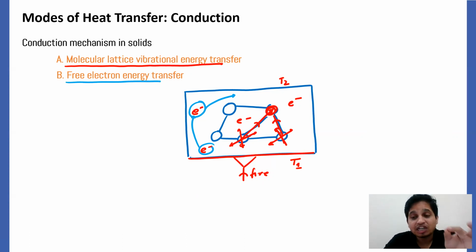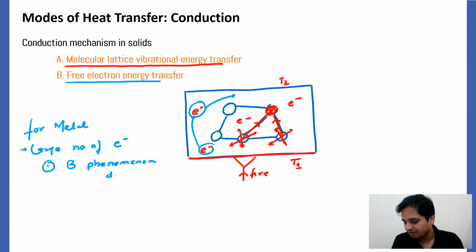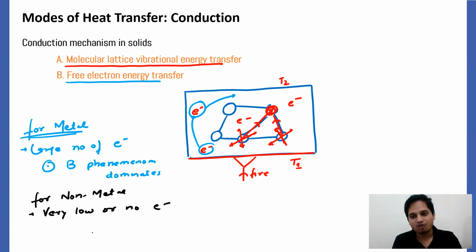So in solids, conduction heat transfer takes place because of two reasons. First is molecular lattice vibration energy, and second is free electron transfer. Now, for metals, a large number of free electrons are there, and therefore the second phenomenon dominates. Most of the heat transfer takes place because of it. But for non-metals, they have very low or no free electrons, and therefore what is the only phenomenon that takes place here? The molecular lattice vibration phenomenon dominates.